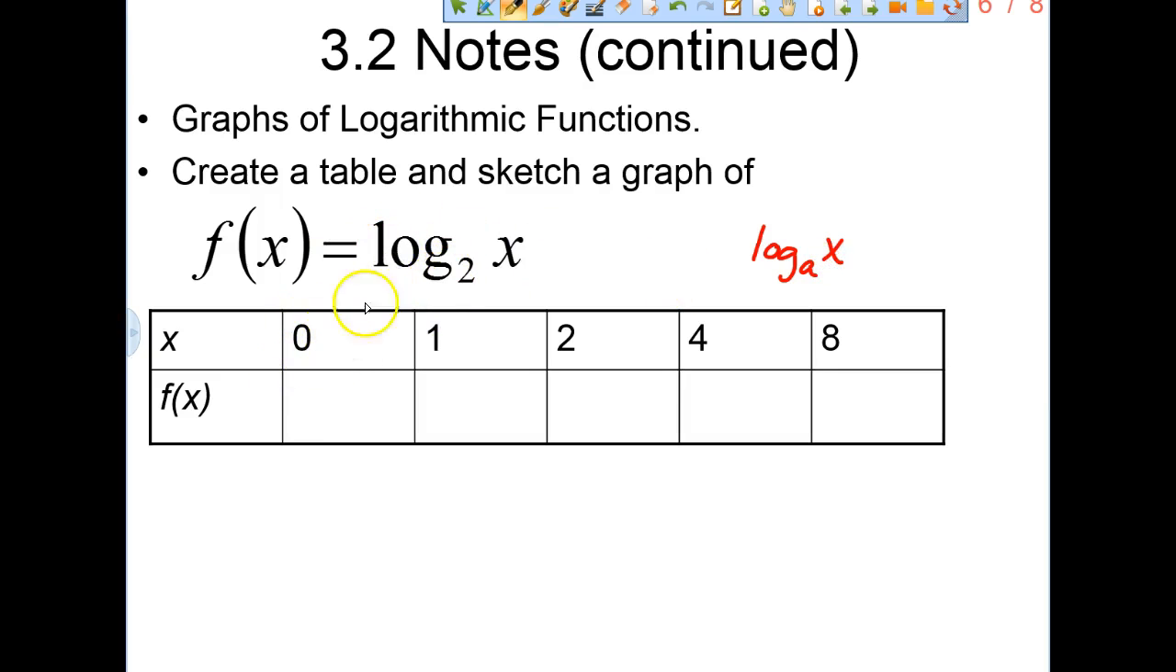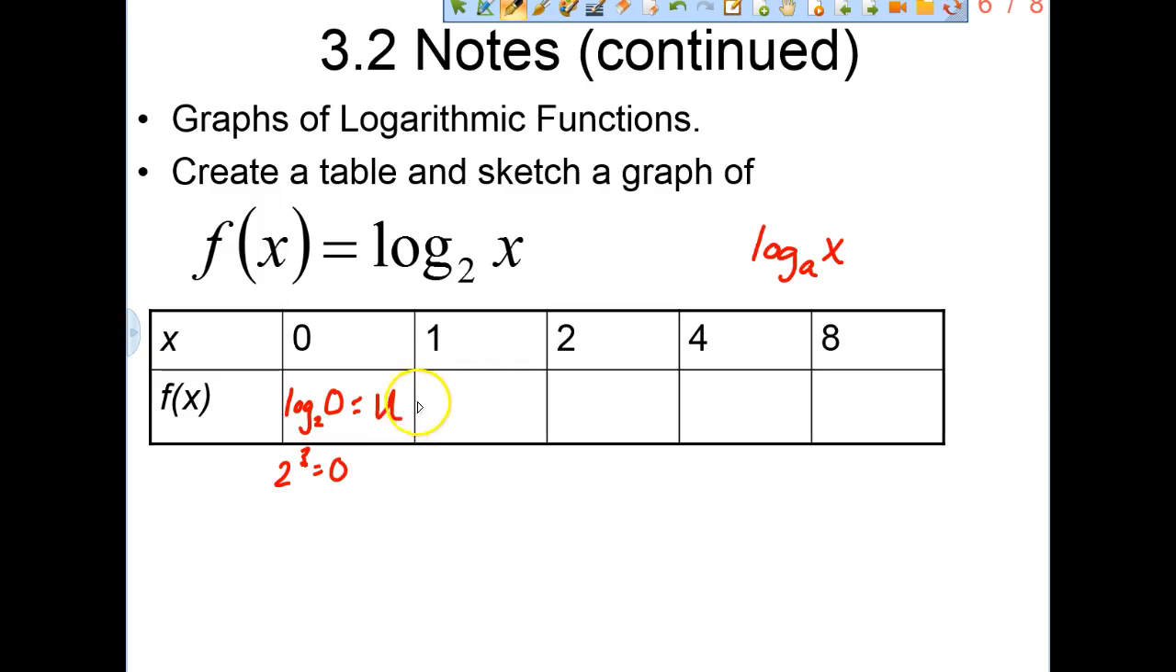The log base 2 of 0. What is the log base 2 of 0? So what are we saying? We are saying 2 to what power is 0? And the answer is no power. 2 to no power is going to give us 0. So this is actually undefined.